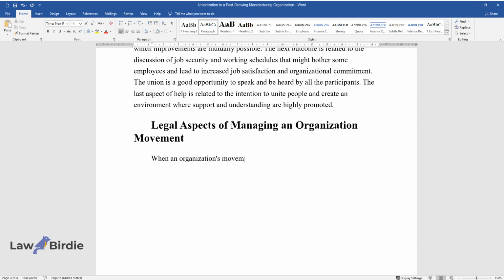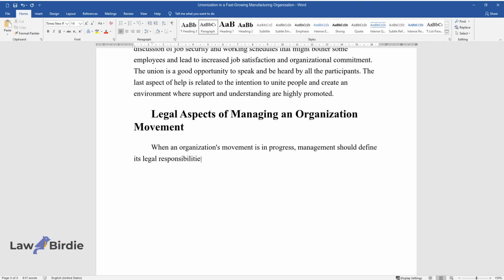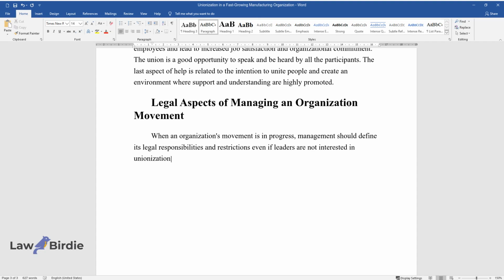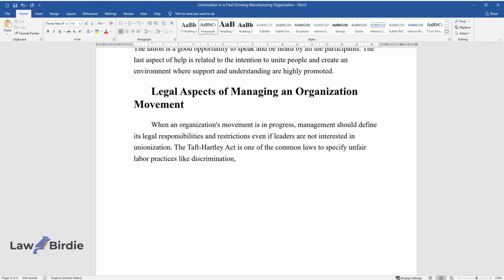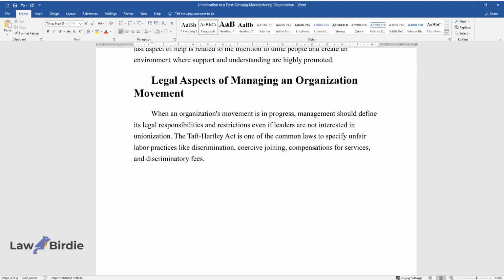Legal aspects of managing an organization movement. When an organization's movement is in progress, management should define its legal responsibilities and restrictions even if leaders are not interested in unionization. The Taft-Hartley Act is one of the common laws to specify unfair labor practices like discrimination, coercive joining, compensations for services, and discriminatory fees.